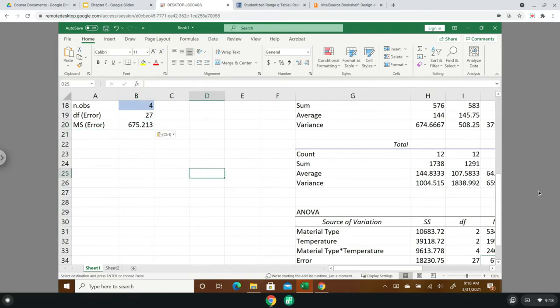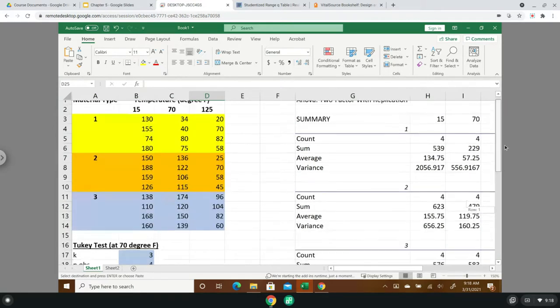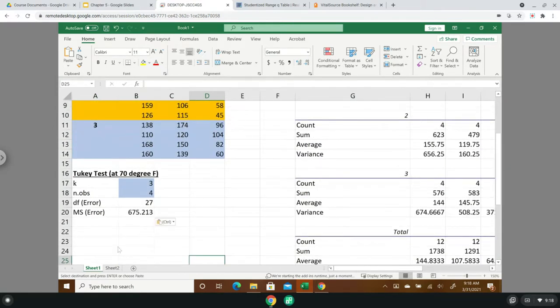Now we are going to perform individual comparisons between the different material plates. So we have 3 different material plates and we are comparing 2 at a time. So how many different comparisons can we make? 1 versus 2, right? Material type 1 versus material type 2, 1 versus 3, and 2 versus 3. So we can perform 3 individual comparisons.